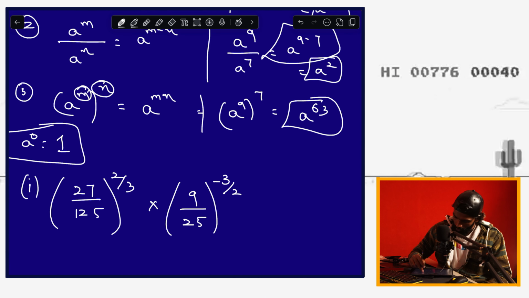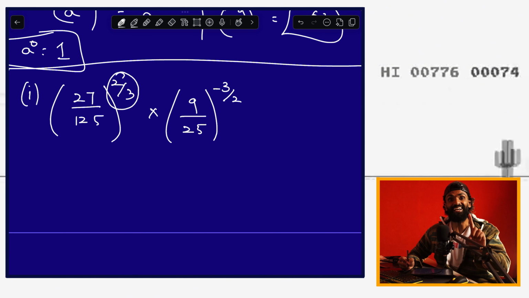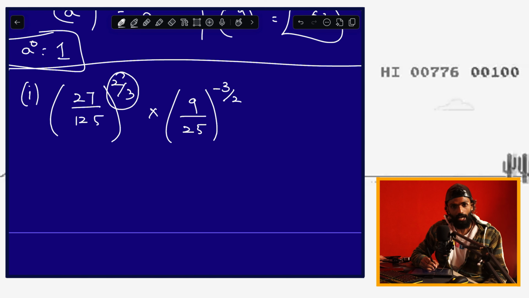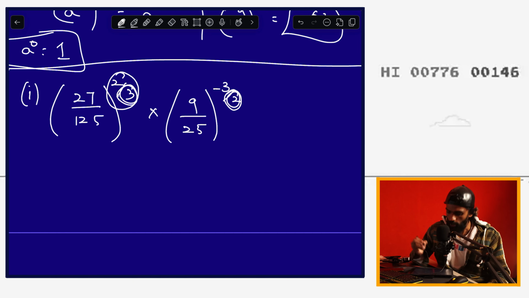Now let's take a look at the first question here. If you look at the power here, it says 2 by 3. This is your hint number 1. If the power is a fraction, then the hint is always the denominator. So in the first part, the hint is 3. In the second part, the hint is 2. Remember that.